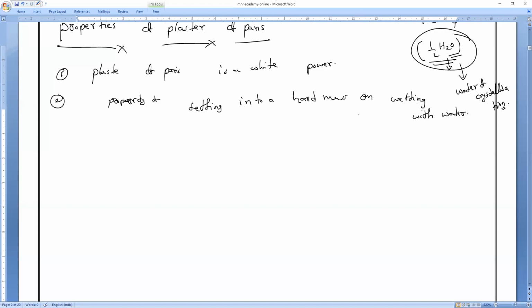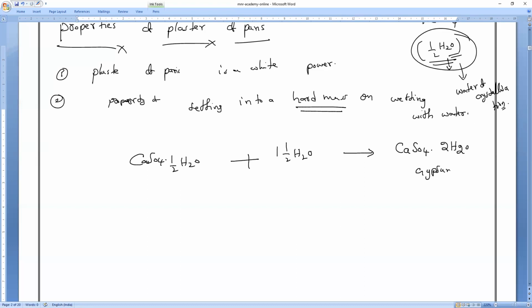If I expose it to water, again it will turn into a hard mass. What will happen is that CaSO4 dot half H2O will react with water or moisture again and form back what? Everybody, it will form the gypsum. Okay. This gypsum is what we call the hard mass. Understanding? So it will set as a hard mass.